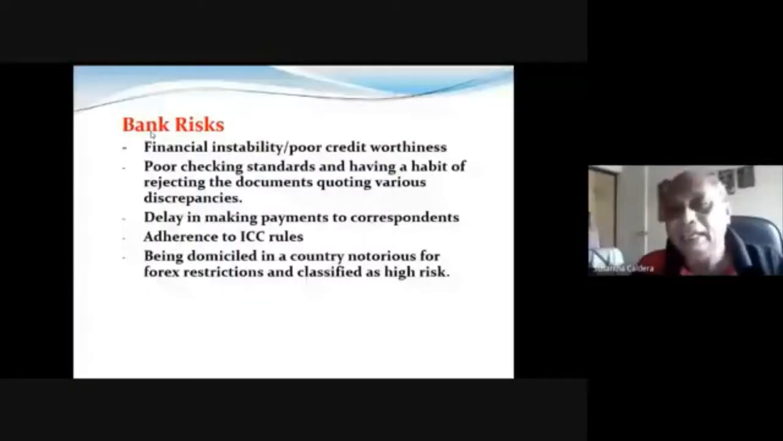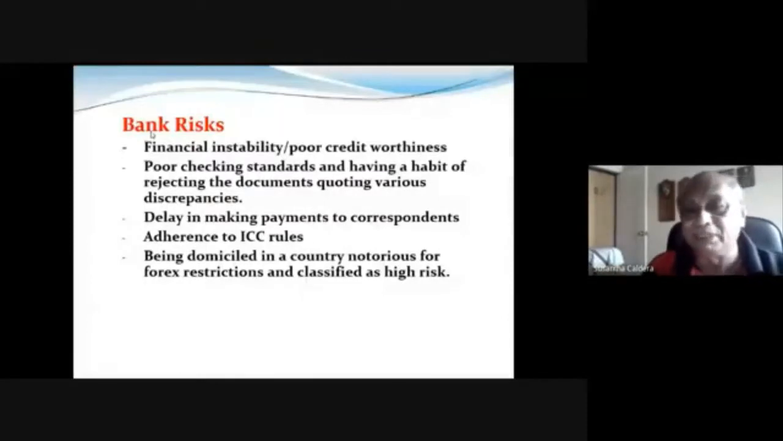Delay in making payments to the correspondent. Another thing, there are certain African banks that try to delay the payments to the correspondent bank, even though the importer has paid the money. They try to roll it for 1 or 2 days. Then non-adherence to ICC rules. Some banks are not adhering to ICC rules.